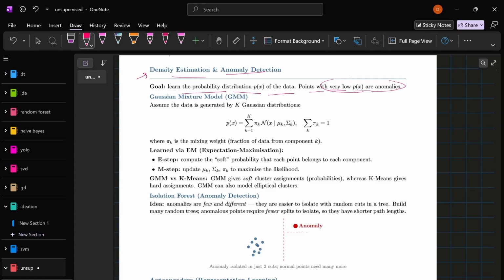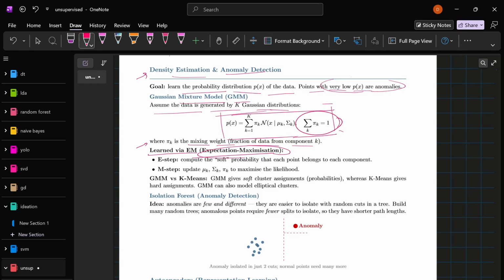Gaussian mixture data is GMM. Okay, it's a Gaussian mixture model. The idea is to assume your data was generated by k Gaussian distributions mixed together. Each Gaussian has its own mean mu k and covariance sigma k, and each has a mixing weight pi k. Now, how much of the data comes from that component? The pi k's sum up to 1. So the overall density is the weighted sum of the k Gaussians.